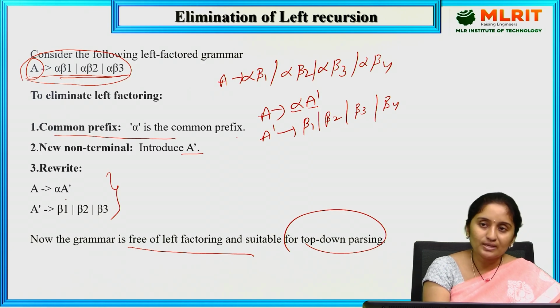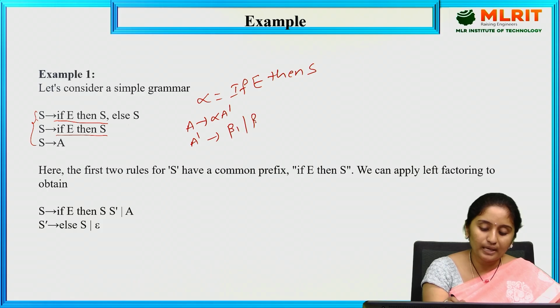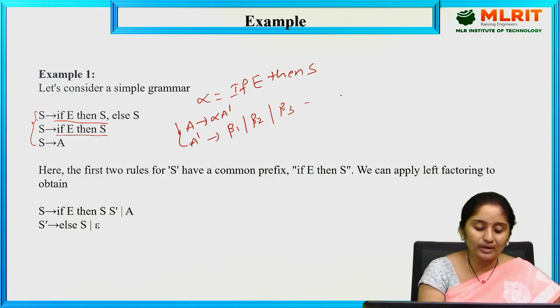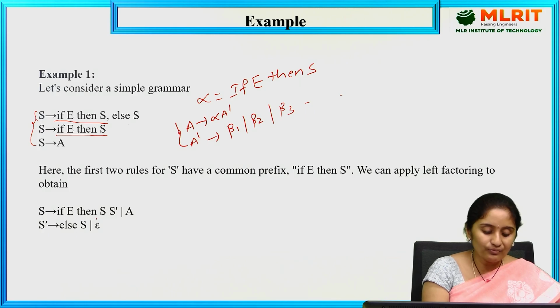So what are we going to get here? A produces alpha A dash. A dash is nothing but beta 1, beta 2, beta 3, and so on. This is the new production rule we will have. Here, alpha is nothing but if E then S.